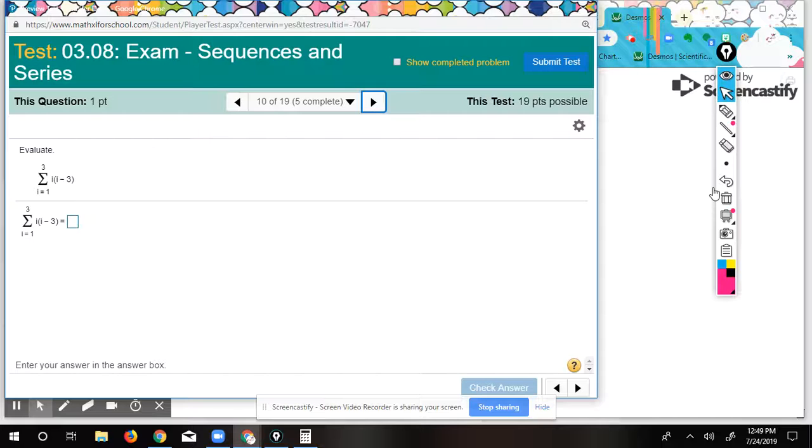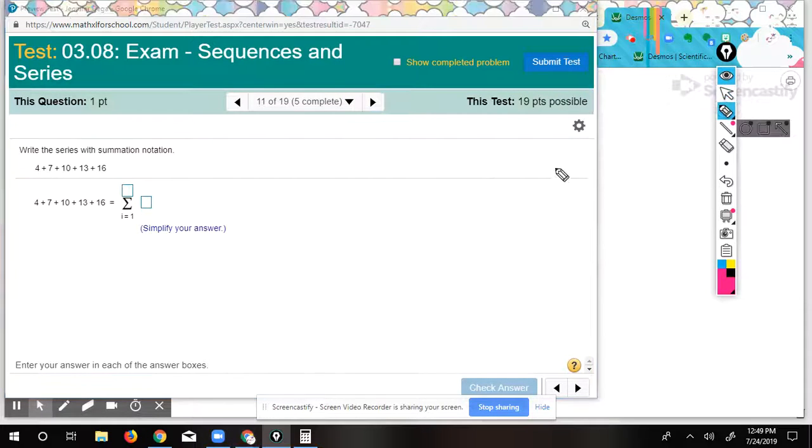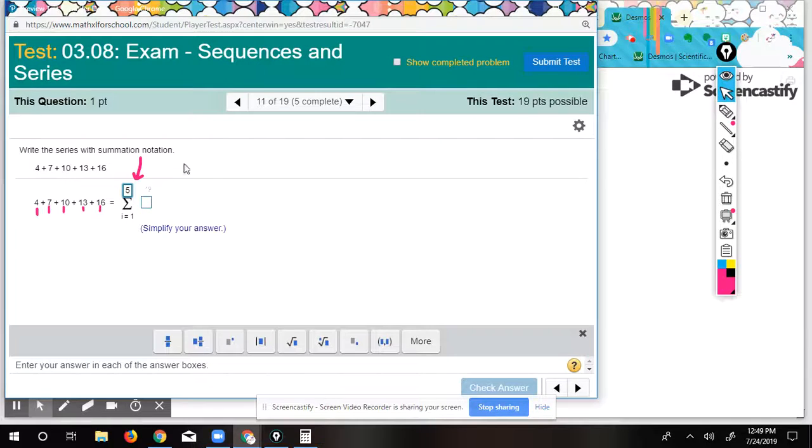Okay, number 11. Number 11 looks like we're getting into some series, okay? So first thing they want to know is what goes up here, and that's just how many terms there are. 1, 2, 3, 4, 5. So a 5 would go up there because there are 5 terms in the series. Then they want to know what formula is going on here, and it's going up really slowly. So I'm going to say that it's an arithmetic sequence, okay?